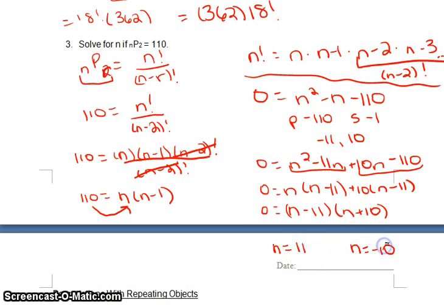Now, quick question, can we use both of these solutions? I want you to think about the restrictions. What is so special about those restrictions? One thing to note is that, remember, n cannot be a negative number. It has to be usually 0 or greater, or even a better case for the natural numbers would be 1 and up. So we cannot have n is equal to negative 10. So our only possibility is that we have n is equal to 11.